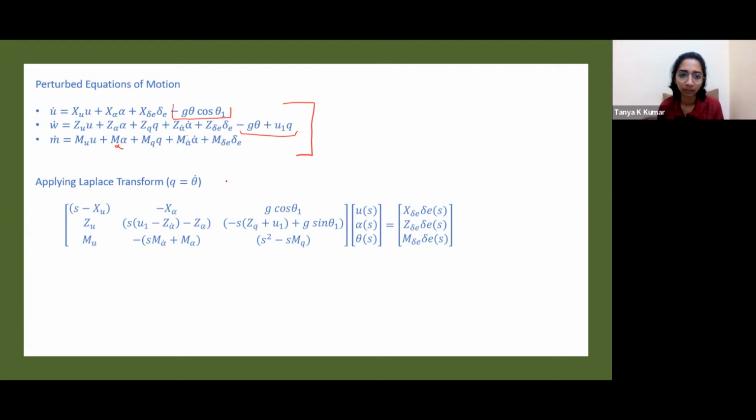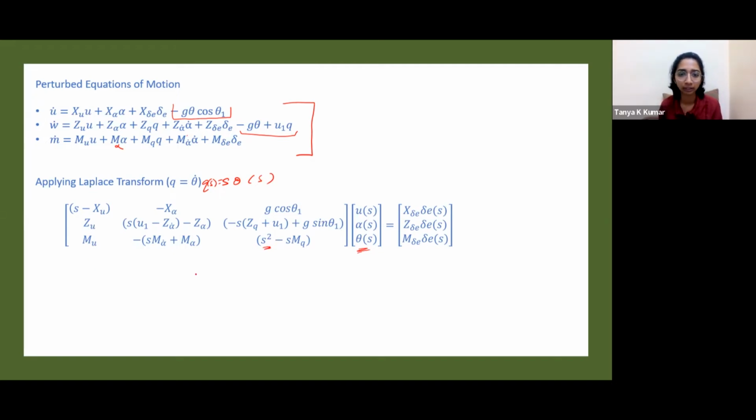So if you take the Laplace transform, you get S theta of S. Q of S is S theta of S. Now you apply Laplace transform on all of these equations to get this and represent it in the matrix form. So this S theta of S comes here, that is why you have an S square term here. Instead of writing Q of S, we write S theta of S.